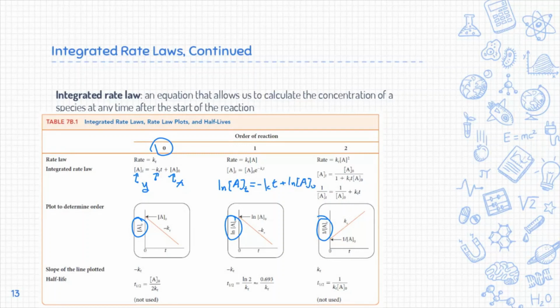Make sure to write this equation down. This is probably the better way. This is y, this is a, the y-intercept, and this is the slope. So that makes sense, and the same case for here. So for second order, if it's 1 over concentration versus time, and you see a positive linear slope, then you already know it's second order.